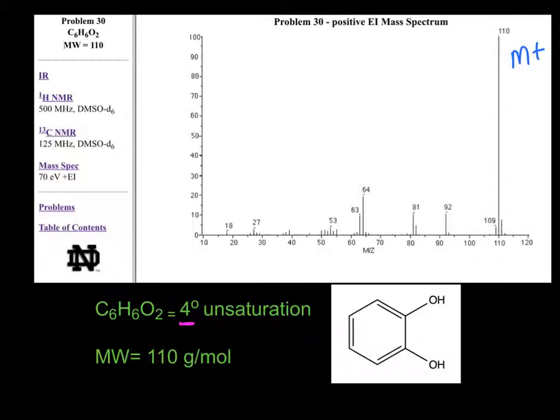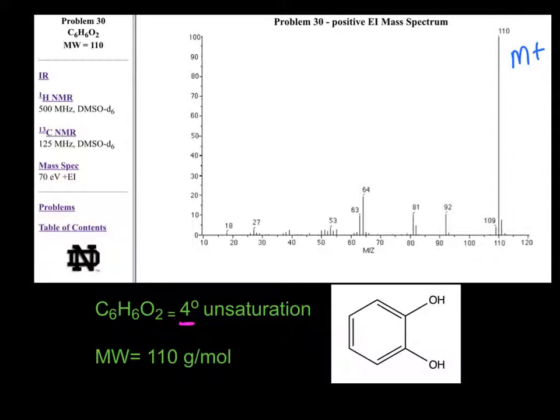The next thing we can look at is our base signal, or the most intense signal, or the highest signal on the spectra. The base signal tells us the most common fragment that is made as the molecule is broken apart in the mass spectrometer. When we see that the M+ signal and the base signal are the same, that tells us that our molecule is very stable, it's not readily broken apart, and we can first think of an alcohol.